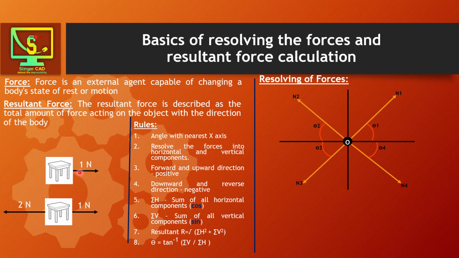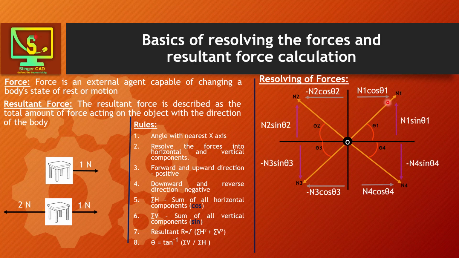In this case we have only horizontal components, so there is no issue, we can directly subtract and tell the resultant force. But if we have inclined forces, we have to resolve the inclined forces into horizontal and vertical components like this. Then we have to take forward and upward direction forces as positive, and downward and reverse direction forces as negative. Then we have to consider all the horizontal forces with cos and vertical forces with sine.